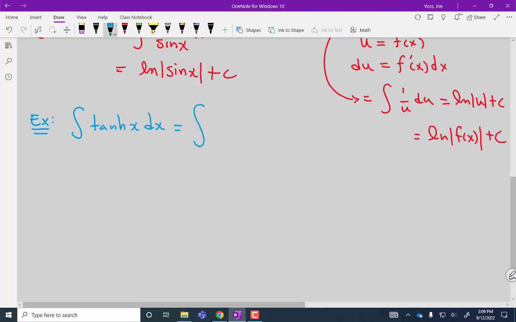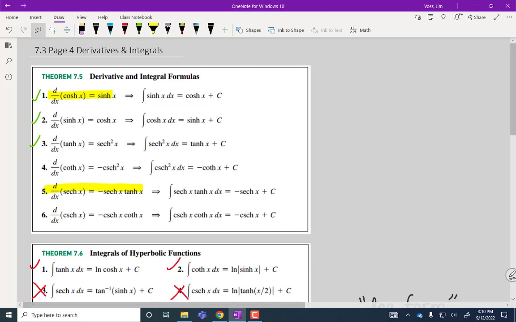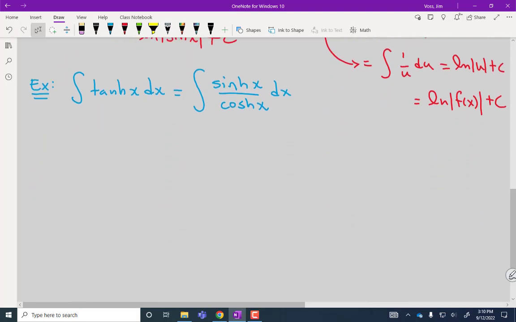So tanh, just like tan is sine over cosine, tanh is sinh over cosh. Is that in log form, or do we have to manipulate it a little bit? If we look back at our derivatives, sinh and cosh are each other's derivatives. There's no minus involved. So it's already in log form. So this is good to go. We know the answer. This is natural log absolute cosh. Do we need the absolute value here for cosh? No, because it's always positive. It's a hanging cable. It's always positive. So we don't even need the absolute value there for this particular function.